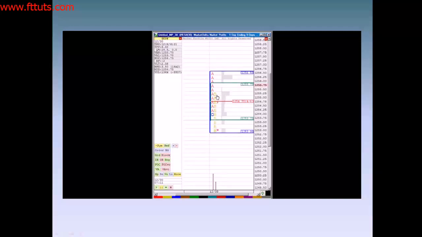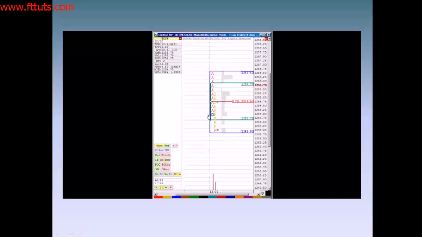Once B opened, we take a look at where did B open relative to A. And in fact, how many TPOs did we have for A? And if we count 1, 2, 3, 4, 5, 6, 7, 8, 9, 10, 11, we had 11 TPOs. Is this a wide range or is this a narrow range? The only way that we can know that is if in fact we've been studying our instrument.